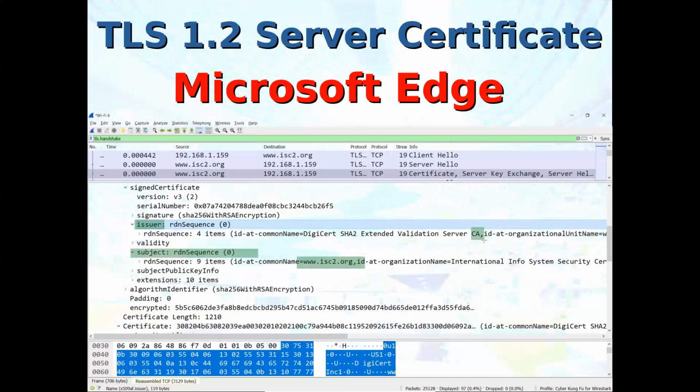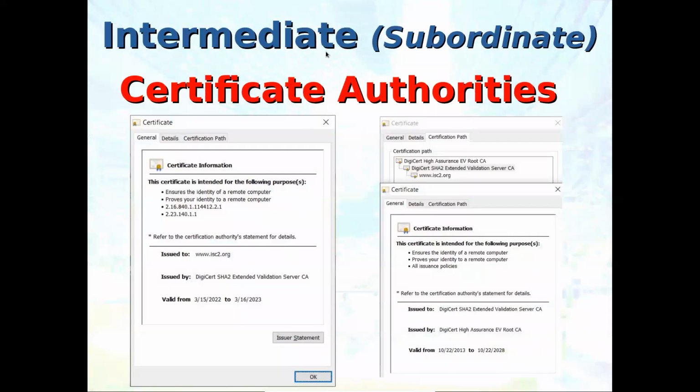It has to be a CA. But when we go and get, like, the ISC squared certificate, that's not the root. That's some intermediate, and we need to understand how that works, right? So when you get a certificate, you can look at the certificate path. Where did it come from?